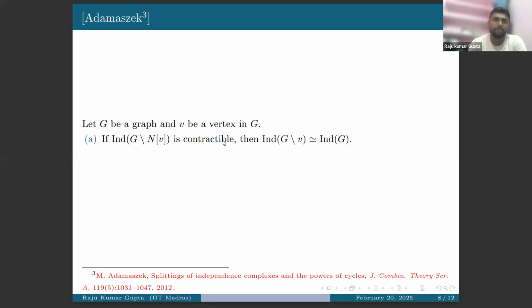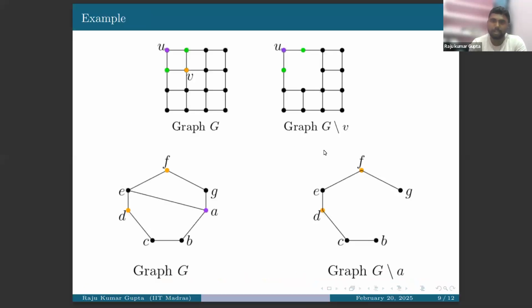The other technique was developed by Adamczyk. So suppose we have a graph G and V is a vertex in G. If the independence complex of G minus the closed neighborhood of V is contractible, then the independence complex of G minus V is homotopy equivalent to the independence complex of G. So again, we can remove a vertex from the graph G and we can keep the homotopy type the same.